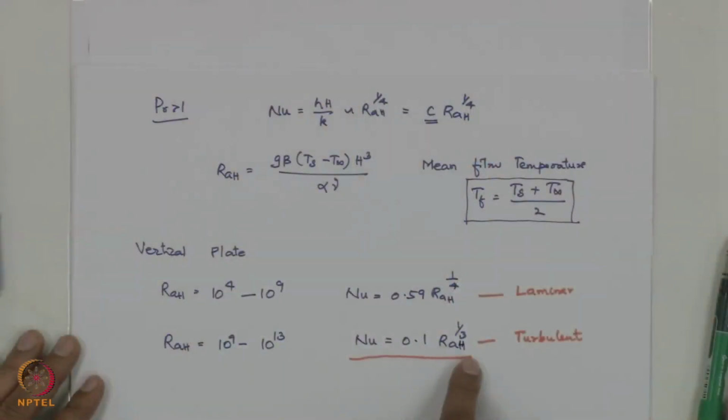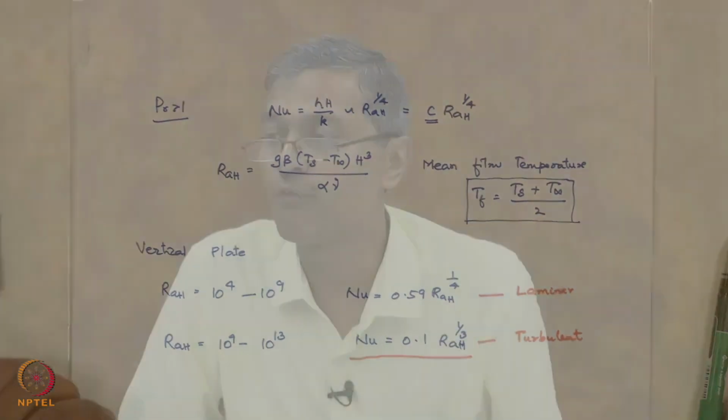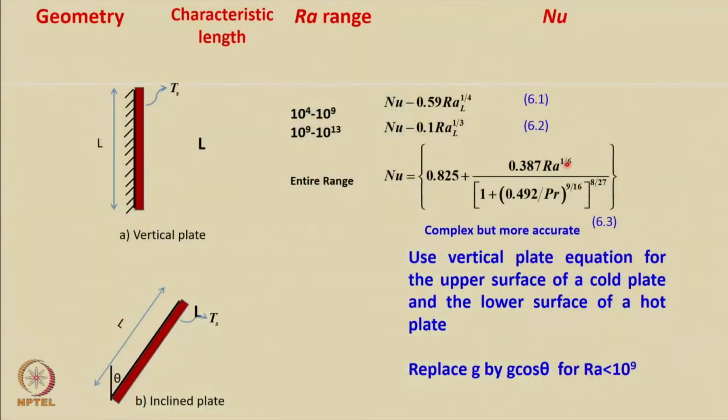So this is Nusselt number equal to 0.1. You can see that although the coefficient is less, here the power is high, because of which you are going to get a higher Nusselt number for turbulent compared to that of the laminar flow. So for the combined equation, there is another equation if you see the slides, that is 0.825 Rayleigh number to the power of 1 by 6. It works for the entire range. It's a little complex, but I think everyone uses this equation because it works well and it is more accurate.